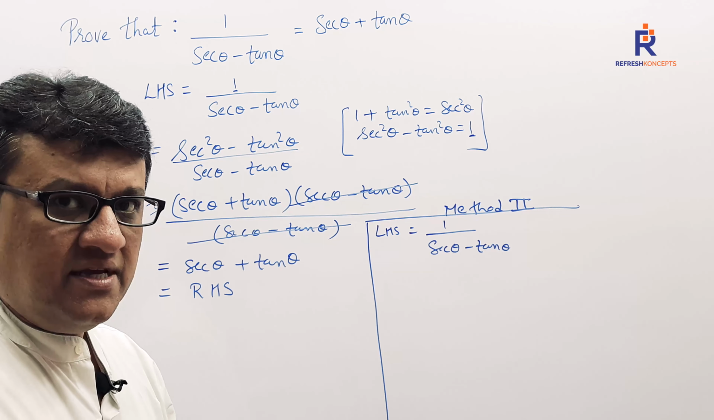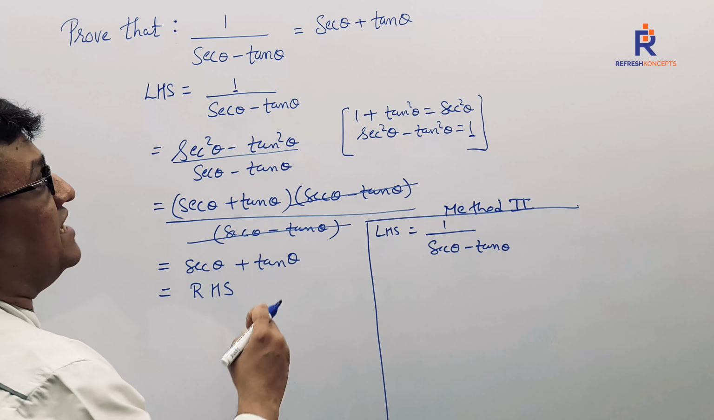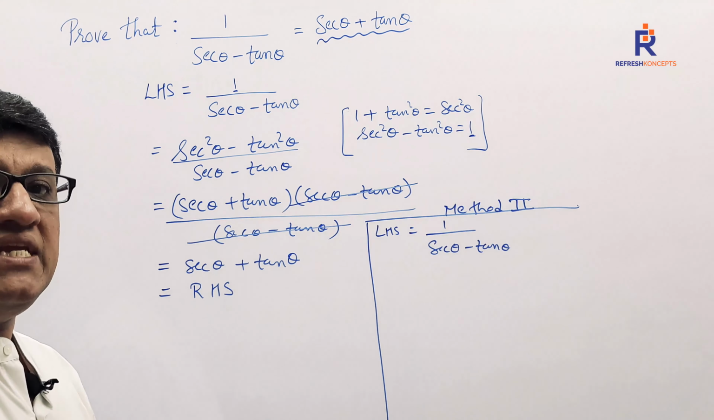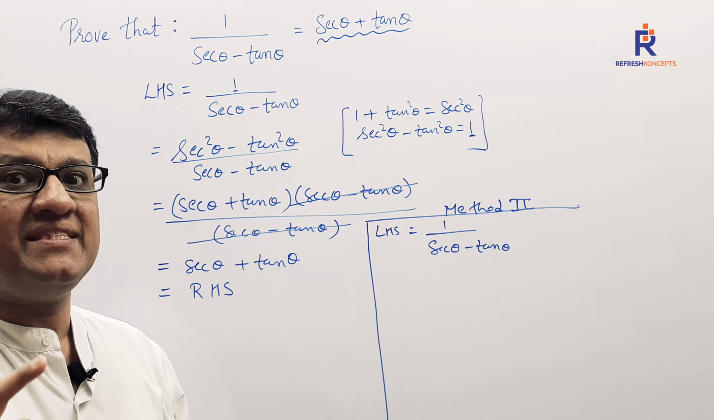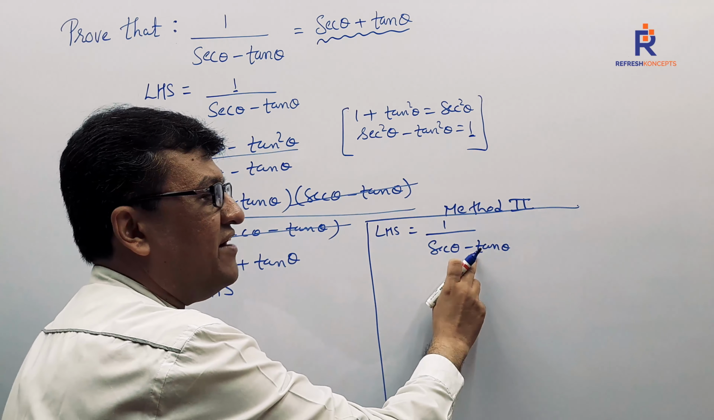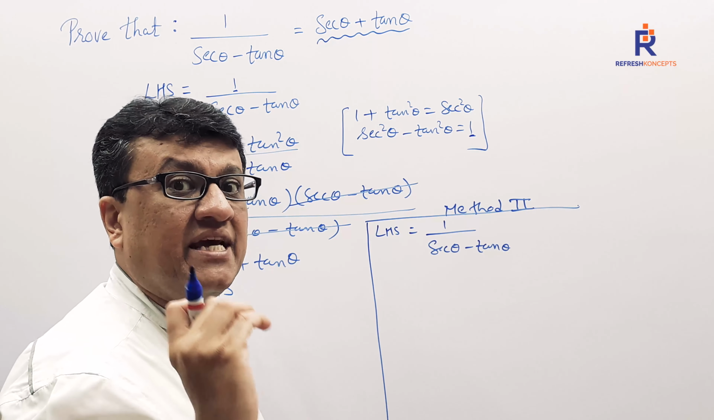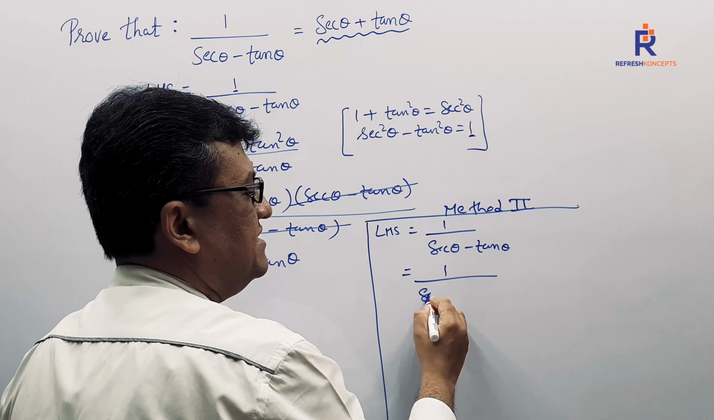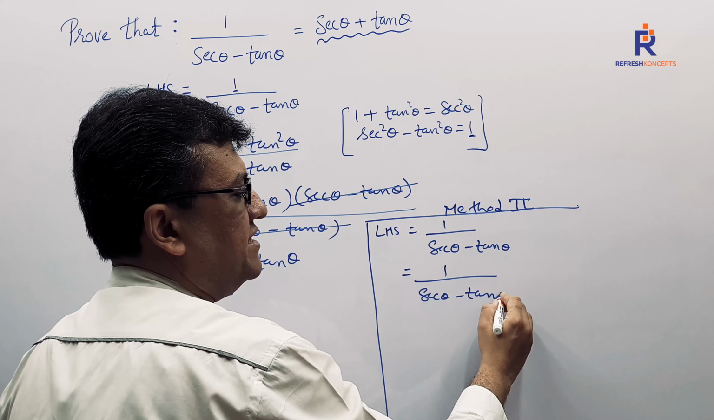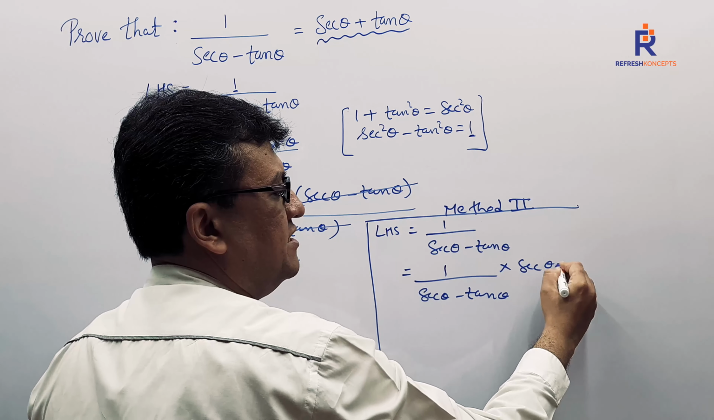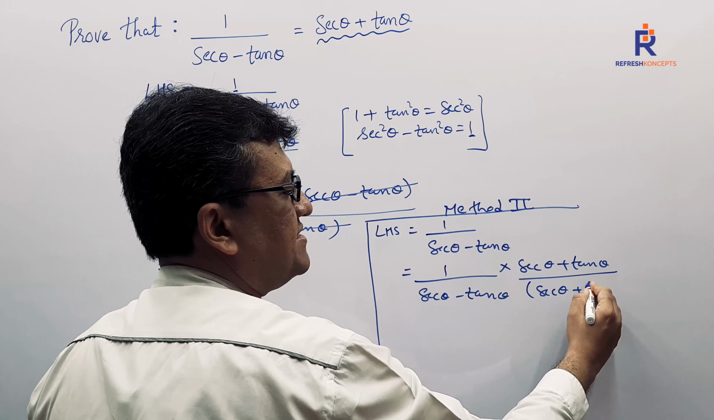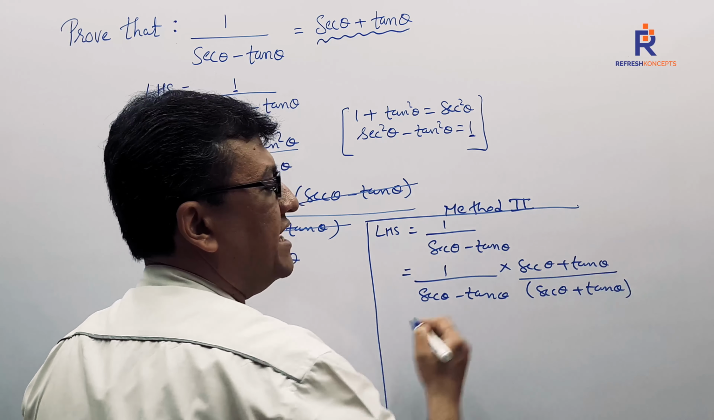The reason behind this is, I'm going to ask myself, ultimately, what do I need in the RHS? I need sec theta plus tan theta in the numerator, and that's what I don't have. That tells me to multiply by sec theta plus tan theta. So when I multiply this by sec theta plus tan theta, over here also I can say it's sec theta plus tan theta, children. I can.